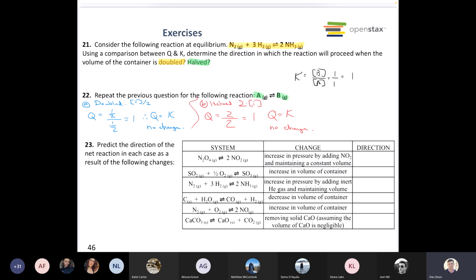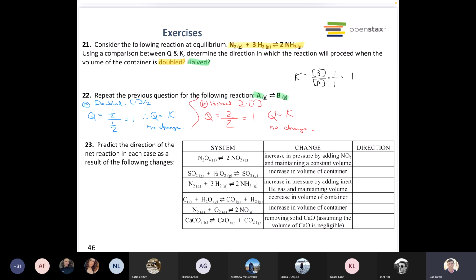Let's just see if we can solve these qualitatively, just looking at the reactions and the changes, and see if we can determine which direction the equilibrium is going to shift. So here we are, in question 23, we are using our wits, our knowledge of Le Chatelier's principle to solve some problems. So let's start with the first one.